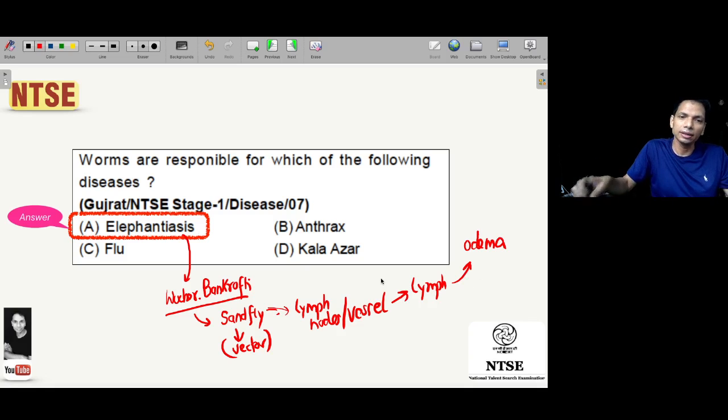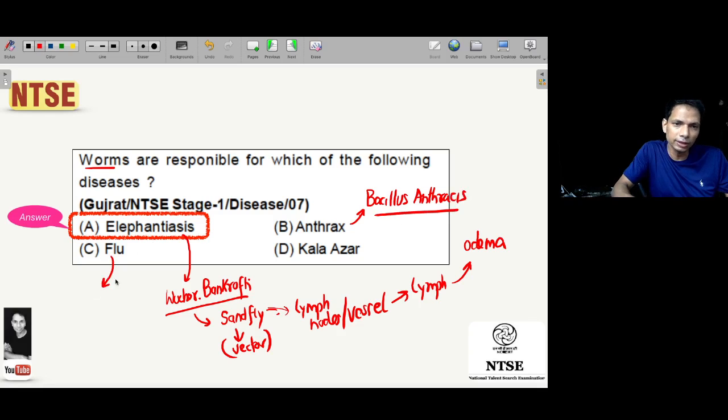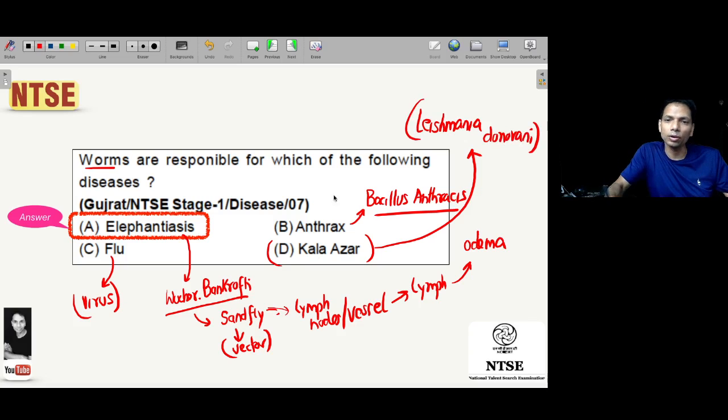Huge legs, like elephants. The other choices: anthrax is not caused by a worm. It is caused by a bacterium called Bacillus anthracis. Then we have flu, which is caused by a virus, like the influenza virus. And Kalazar is caused by Leishmania donovani.